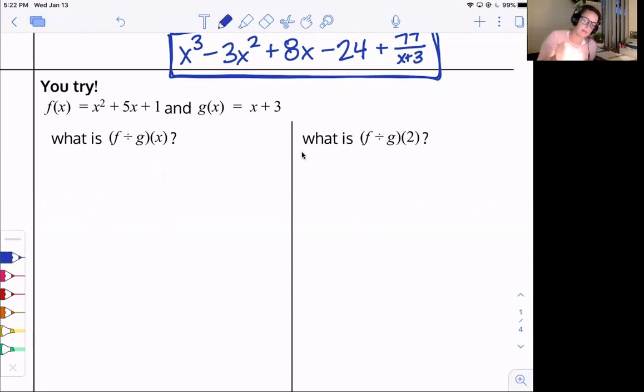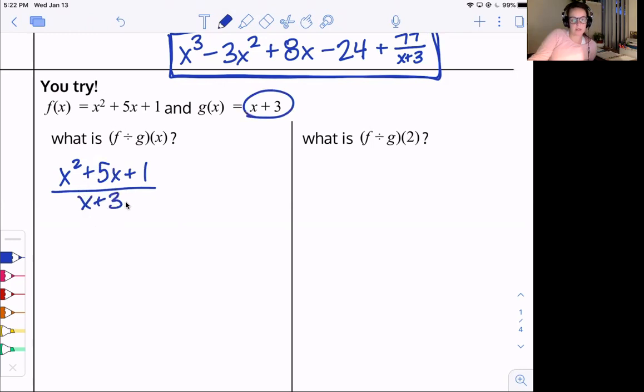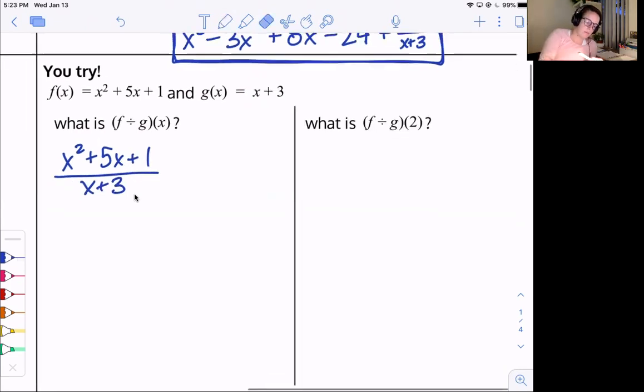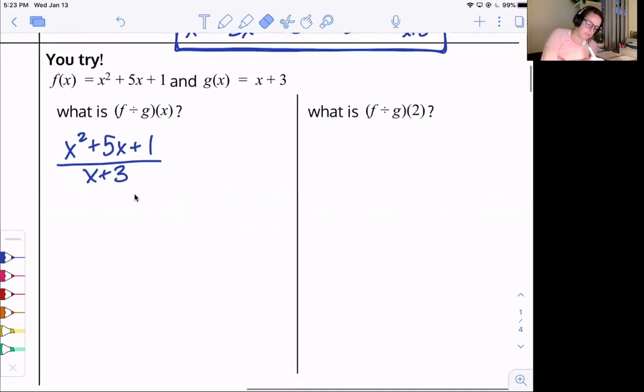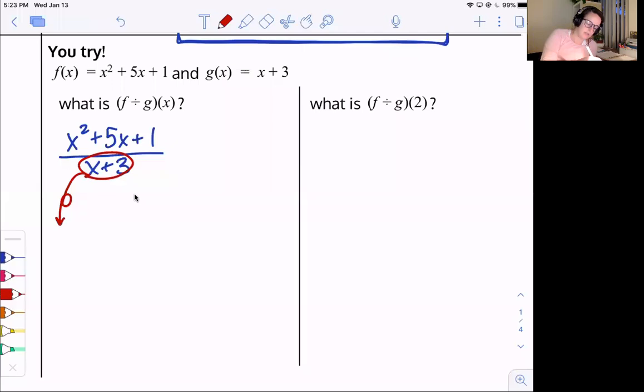We are going to do f divided by g. So we have f of x is x squared plus 5x plus 1, divided by g of x, which is x plus 3. So we're going to write it in our fraction case here. Cool. So I'm going to set this up. Remember, the first thing that I do is take this and switch it into -3. That is my multiply number. I'm going to go ahead and make my upside down division.